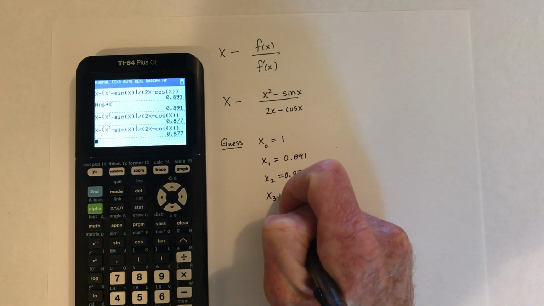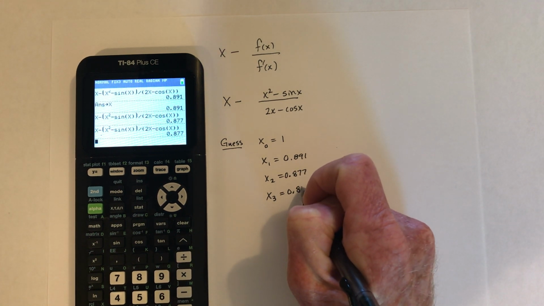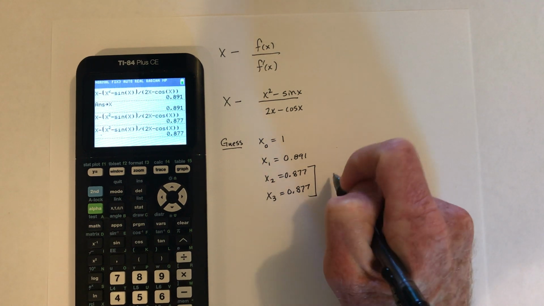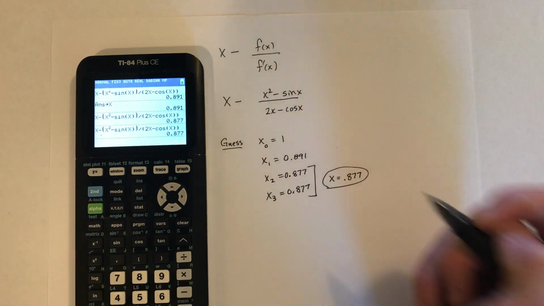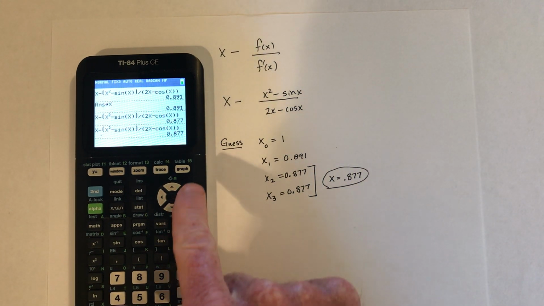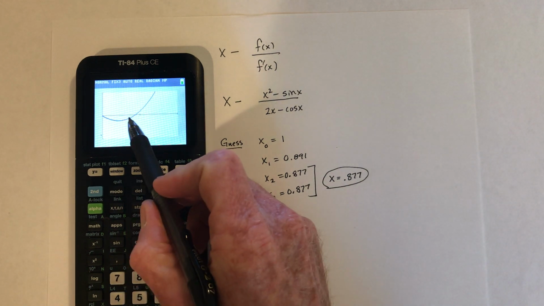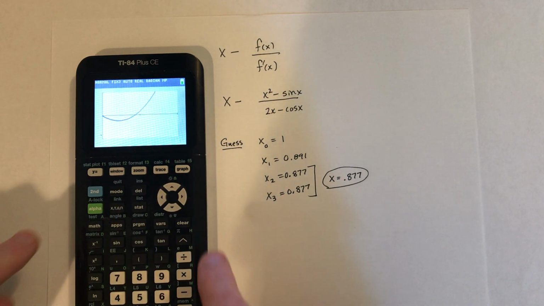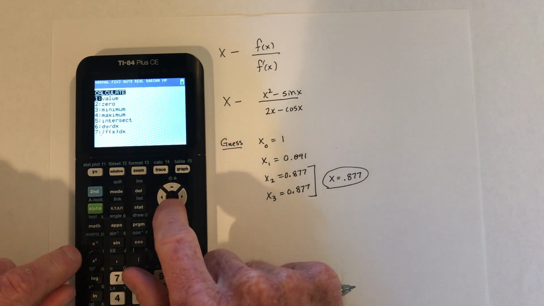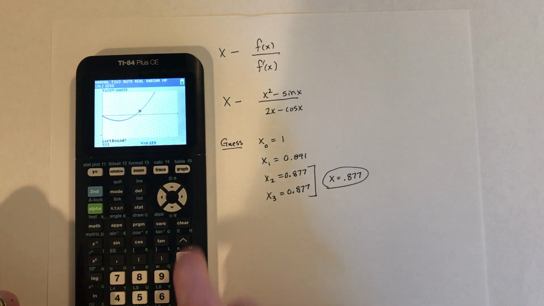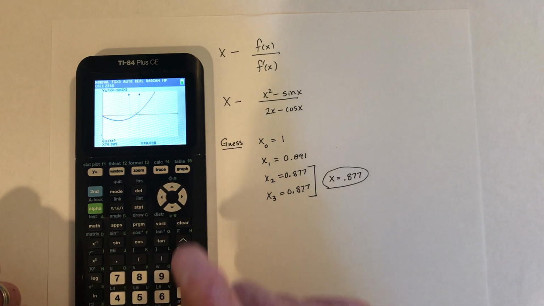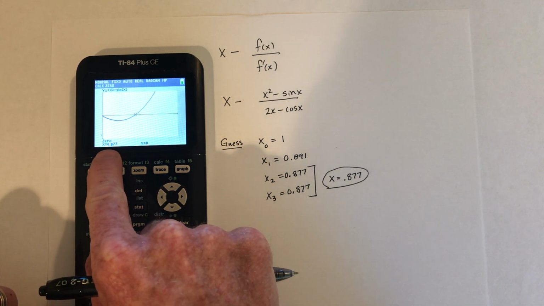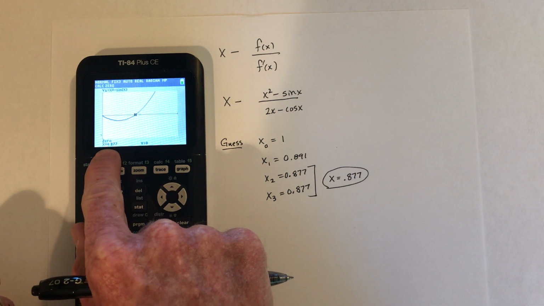So it turns out that it gave us the same answer twice, and as soon as it does that, that means we're done. That is the answer. X equals 0.877. Now let's see if it's correct. So go to the graph, and where it equals 0, that right there should be 0.877. So I could ask the calculator, find the 0. So move to the left of it, move to the right of it, and then it says 0.877 is the answer.